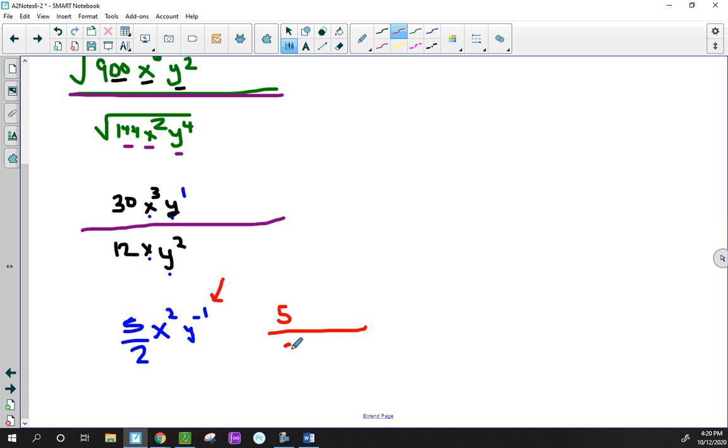So we're going to copy down our fraction. We're going to leave x squared where it is. And then that y to the negative first is going to be relocated to the denominator of your answer, and it's just going to become y to the first. When you relocate negative exponents, it changes to a positive. And again, that's a rule from Algebra 1 and 2.